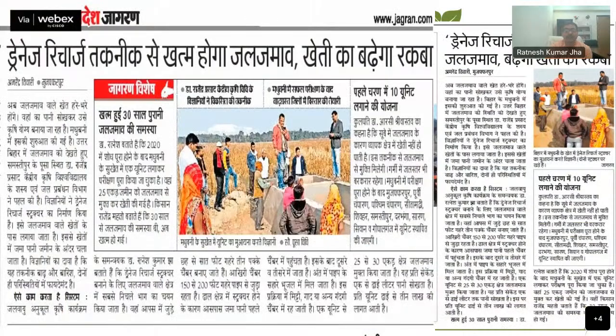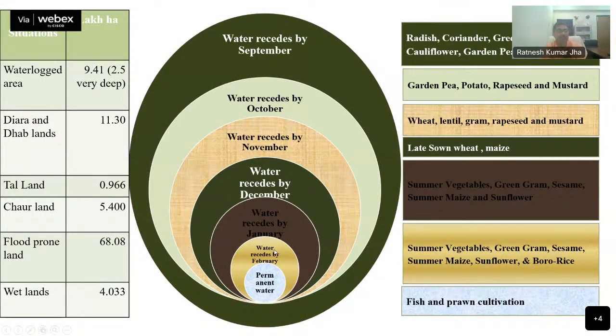This is the new phase of this. Bihar is a waterlogged area, and a major part of India too, and there is Diara land, Dhab land, Tal land, Chaur land. So there are different types of land situation, all affected by waterlogging. So we have just chalked out the plan.